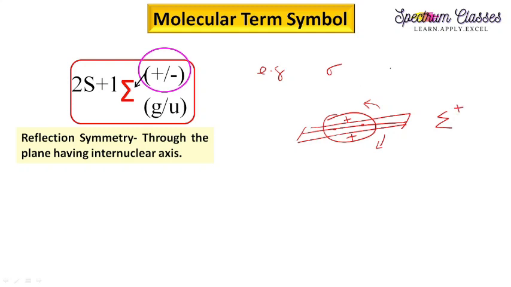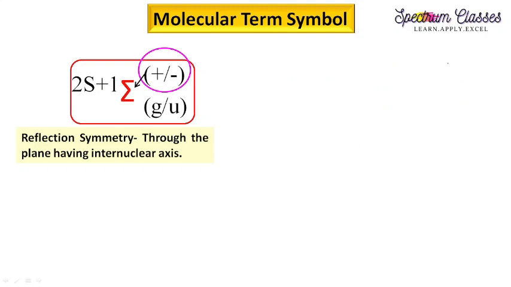If it is in the sigma star orbital, which is formed like this, and this is the reflection plane containing the internuclear axis, suppose one lobe has plus symmetry and the other has minus. Then on reflection, here it is minus and here it is plus again. I will show you in the next example. This has the same symmetry, or is symmetric about the reflection, therefore this term is also termed sigma plus.